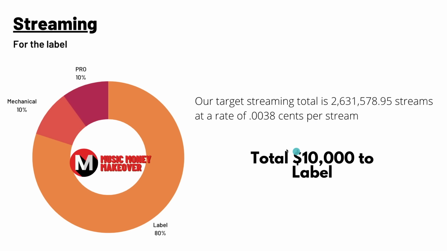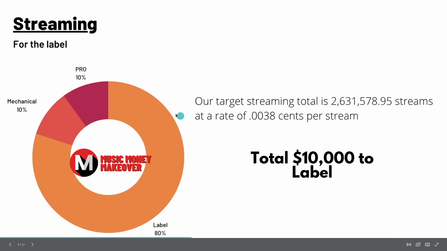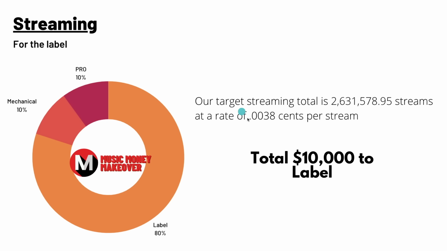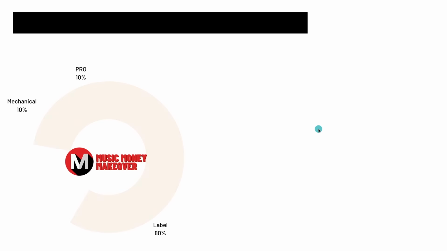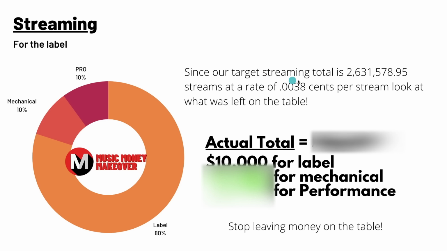But there's something happening here that we're not talking about, and we have to address, because roughly 80% of the money from the streaming service itself goes to the label. You just don't know that that's how it's split up. But the mechanical societies know that that's how they split the money up. So 80% of the money from the total stream went to your distributor account. But check this out. Since our target streaming total is this, at this rate, look at what was left on the table. See, 20% of the money that came from Spotify was paid out to the PROs and the mechanicals.